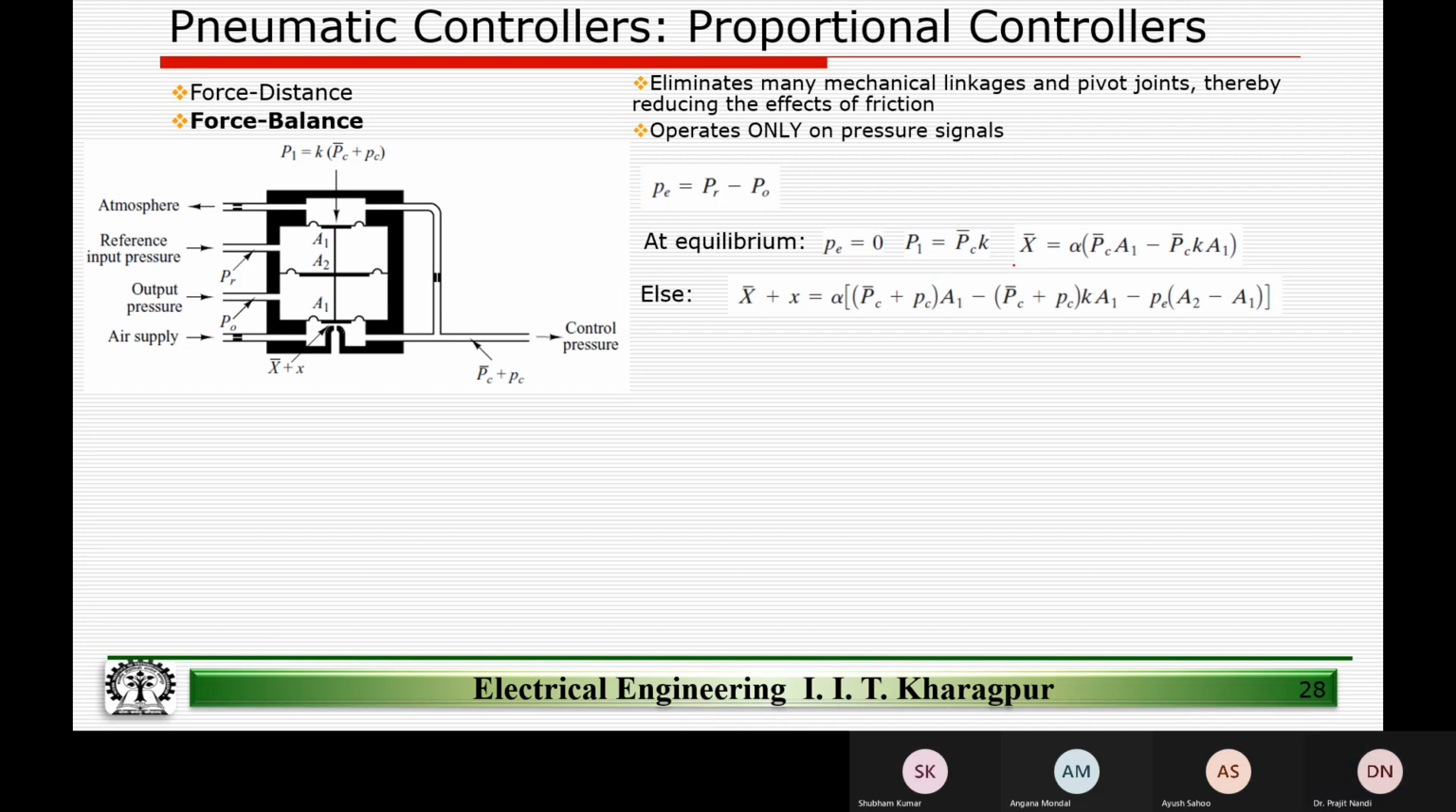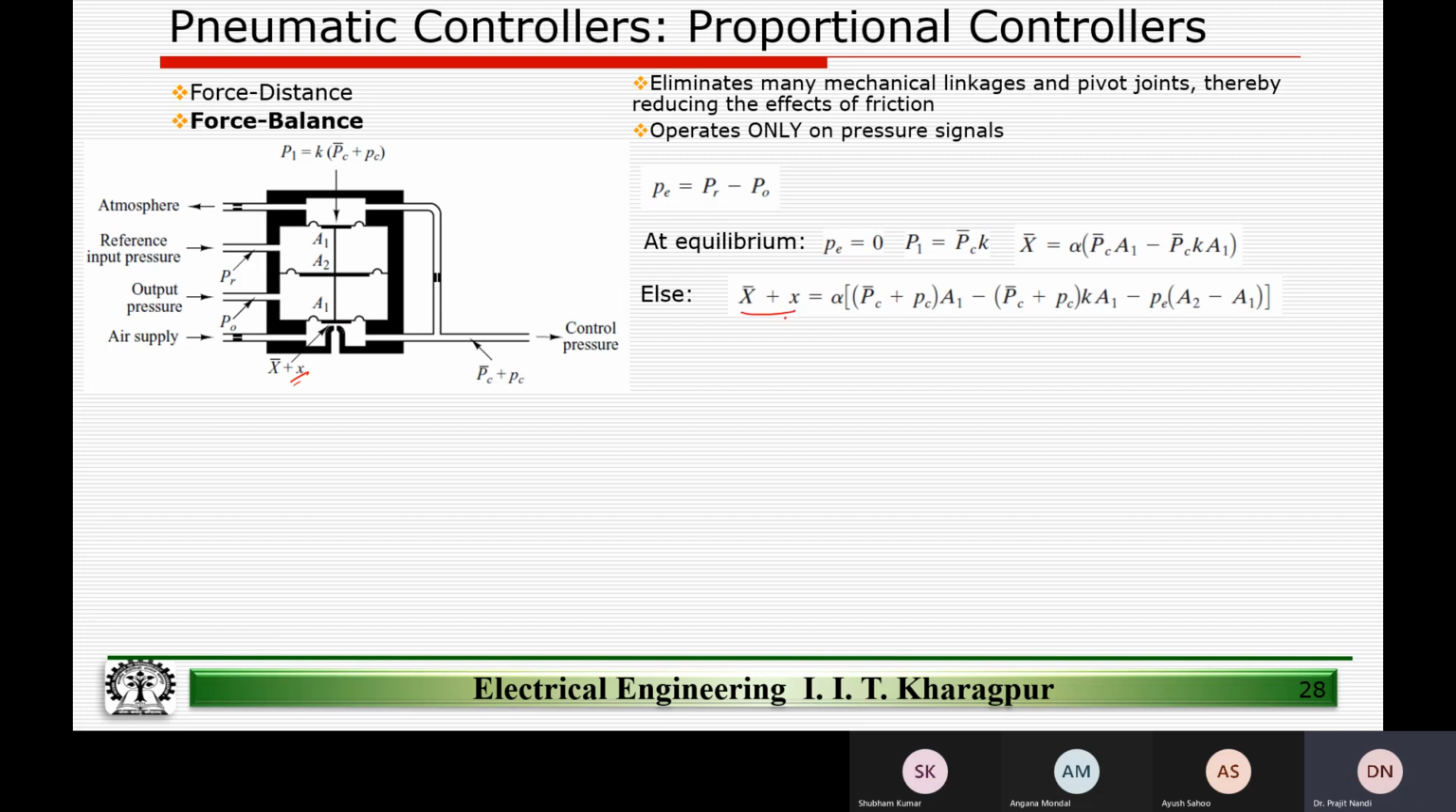Now, what happens when we move this point here by a small signal x? Let's say we want to create an actual difference. How will we move this? By creating a difference in these two, right? Let's say we change the reference pressure a little bit. If we change the reference pressure, what will happen? This guy will move, right? And what will be the movement?